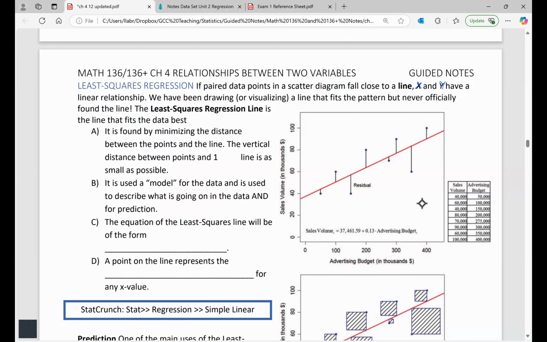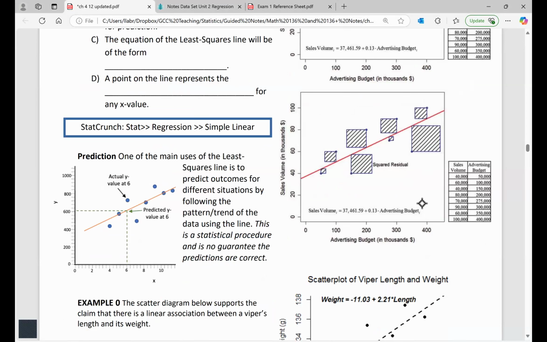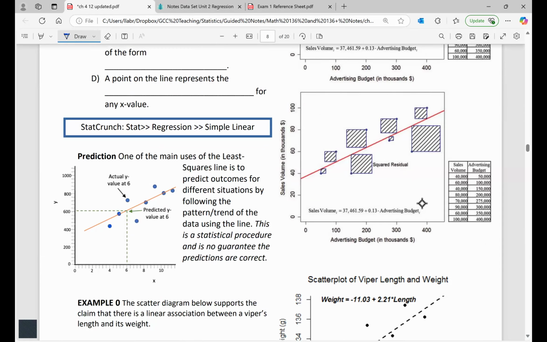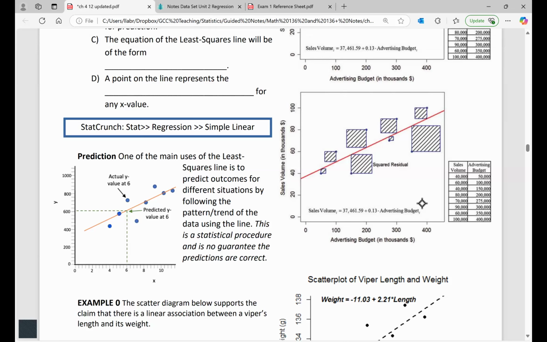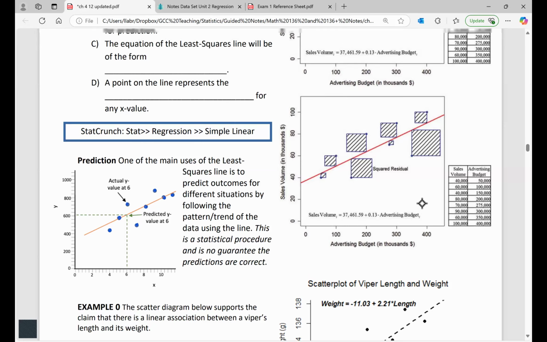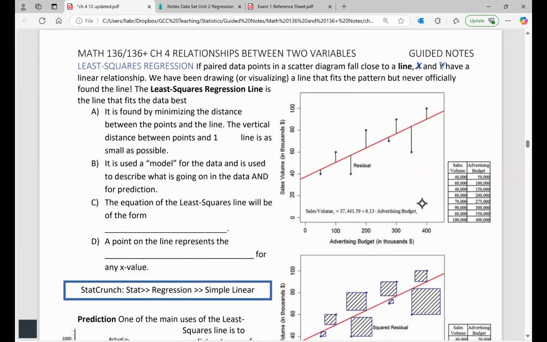The whole point of the least squares regression line is that it's a way of summarizing the data. Instead of giving all of the data points, I'm simply going to give you the pattern that they appear to follow, the trend. That goes by many names. The line of best fit is one of them. The least squares regression line is another.